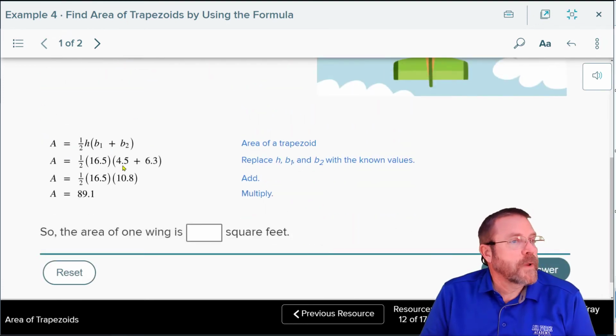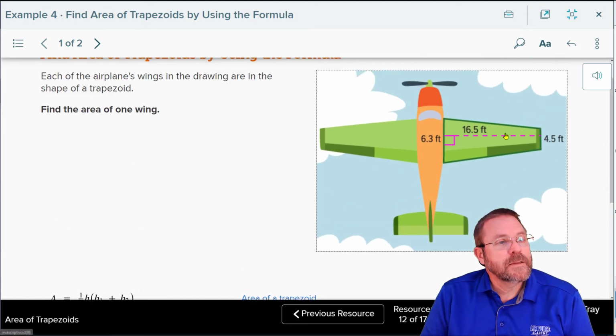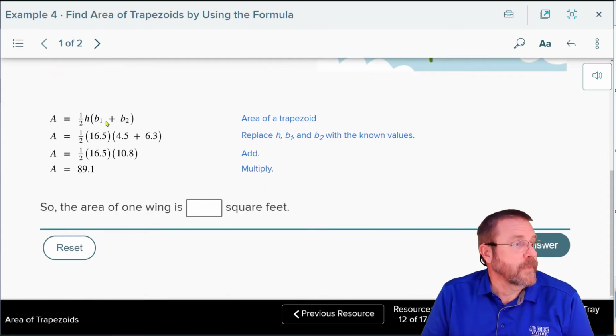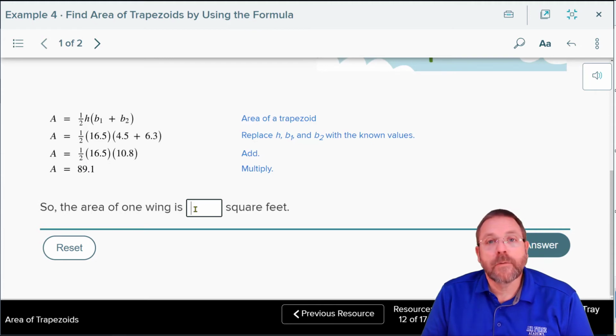They plugged in their values, and on this one, the height is going to be your 16.5 feet, because that's your distance between your parallel bases. Your bases are going to be your 4.5 and your 6.3. They plugged that in. They added these two together to get 10.8, and when they multiplied it all out, they got 89.1, which of course you can take and plug in right there.